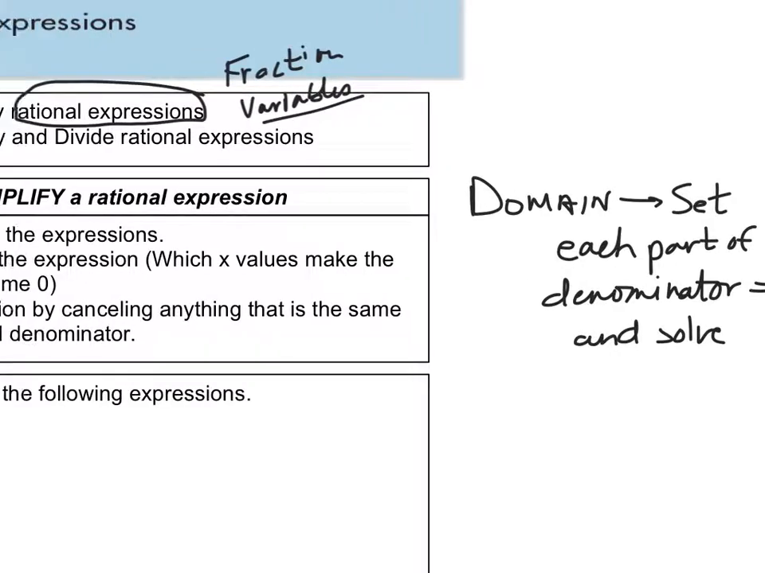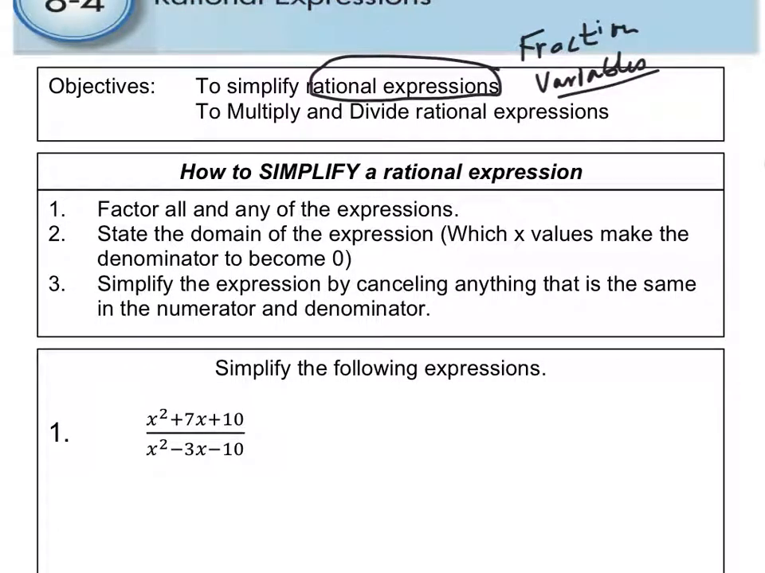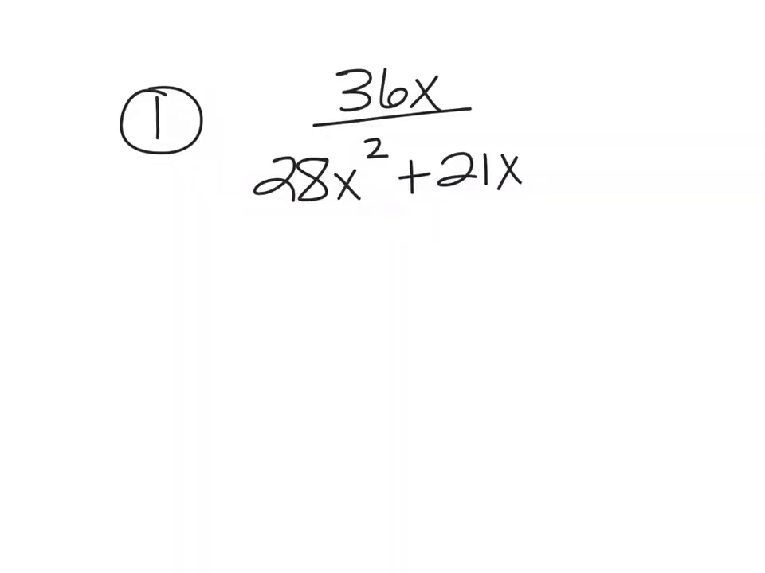Then, once you do that, you have to simplify the expression by canceling anything that's the same on the top with whatever is the same on the bottom. It'd be like having a fraction like 5 over 5, I can cancel these 5s and make 1. Well, it's the same thing if I have x plus 2 over x plus 2. Those things can cancel. Alright, so let's take a look here at the first example.